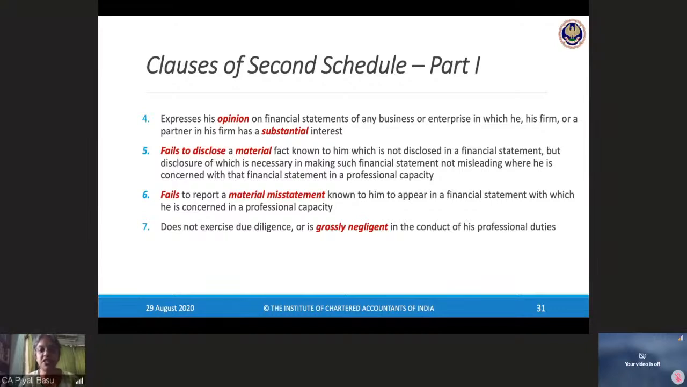Doesn't exercise due diligence or is grossly negligent in the conduct of his professional duties. We cannot say we just didn't check it, we just signed it. That's gross negligence. You didn't check the documents properly before you signed the report or the certificate. It's gross negligence, and you cannot give a condition for such negligence. We cannot say that we could not review because we could not check because of the pandemic. No, you can't say that. You have to have ways of checking it.